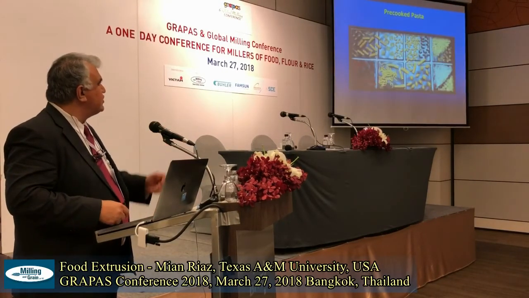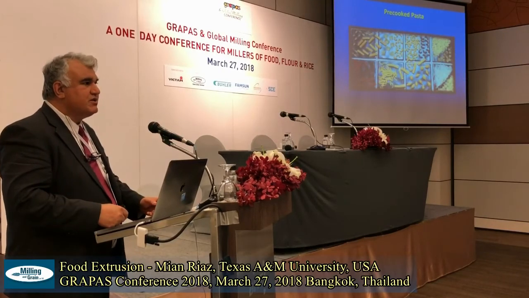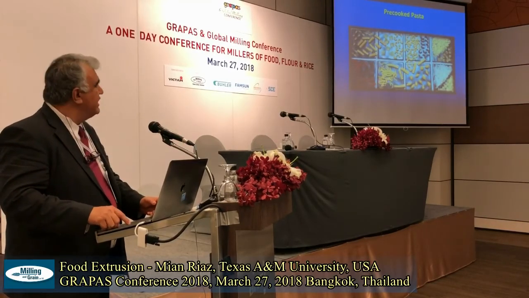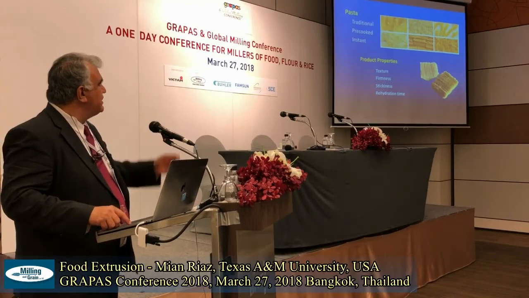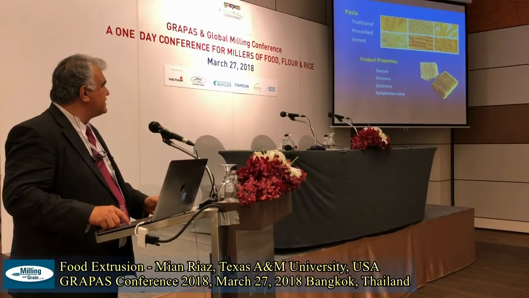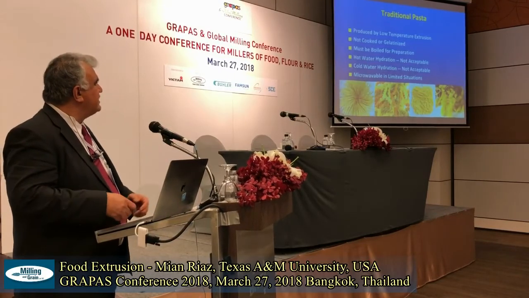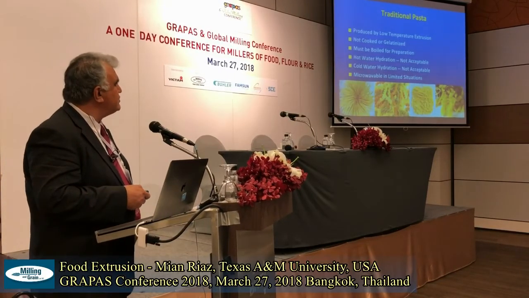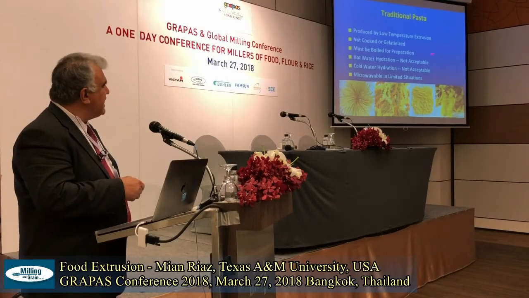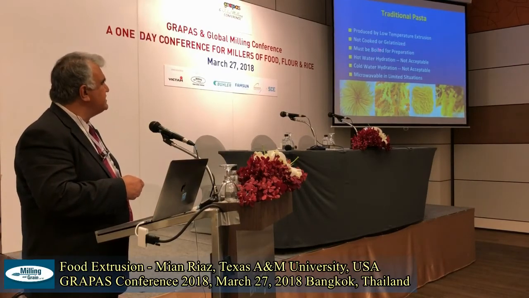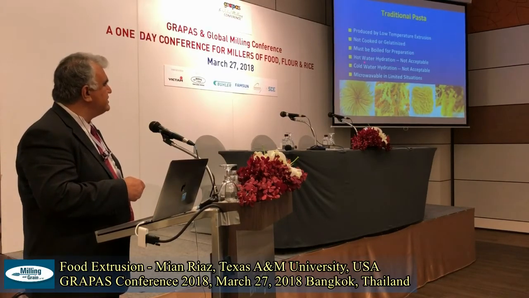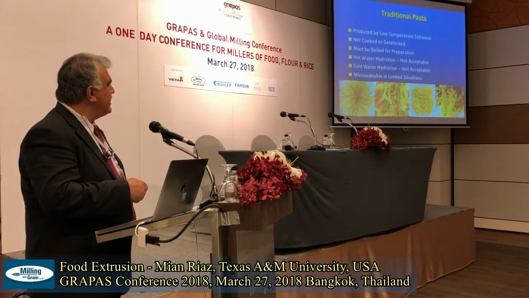And then you can also use the same extruder to make a pre-cooked pasta. In this case, there is traditional pasta, pre-cooked pasta, and instant pasta. These are the characteristics we look for. Traditional pasta is basically produced by low temperature extrusion. The starch is not really cooked or gelatinized, so it must be boiled for preparation. It needs hot water hydration, and a short preparation is not acceptable. You have to boil it for a long time.